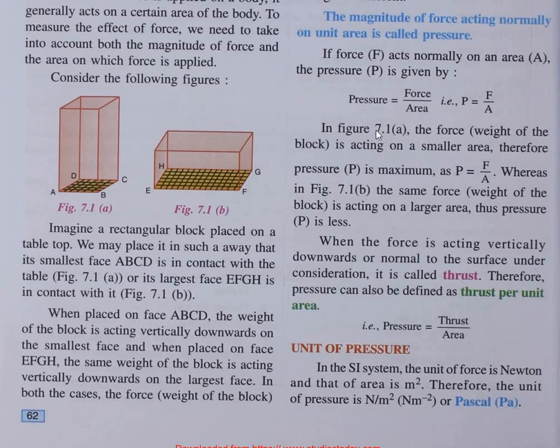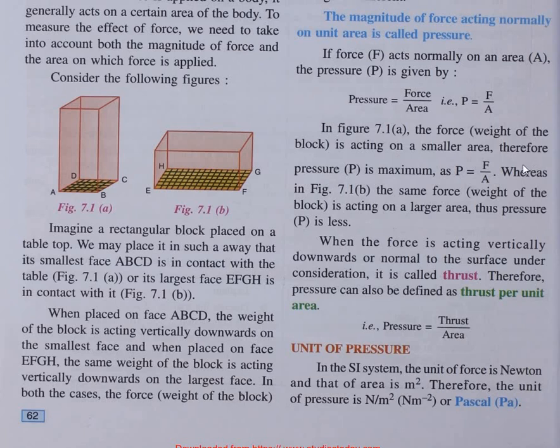In figure 7.1a, the force, the weight of the block, is acting on a smaller area, therefore the pressure is maximum, as I told you. Whereas in figure 7.1b, the same force is applied, the weight of the block is also the same, but it's acting on a larger area, therefore the pressure is less.